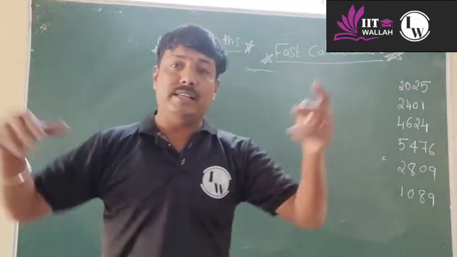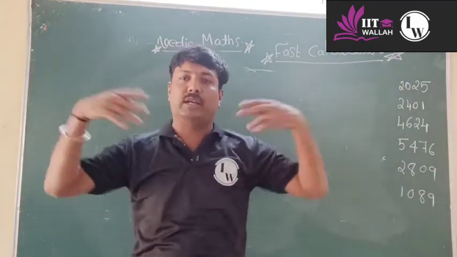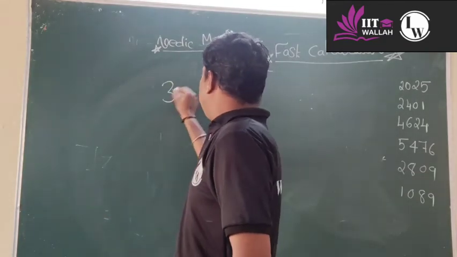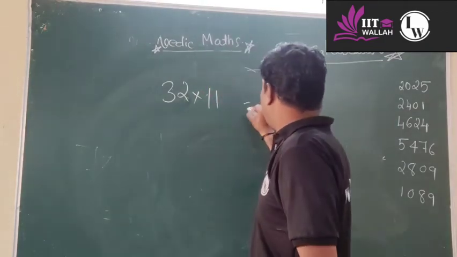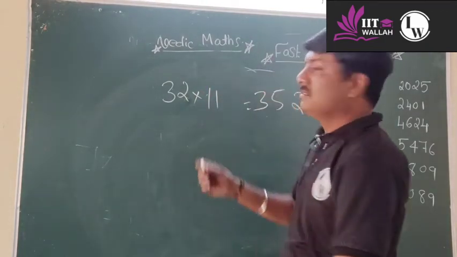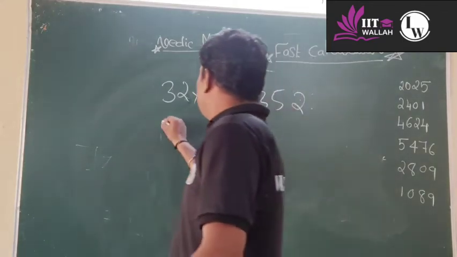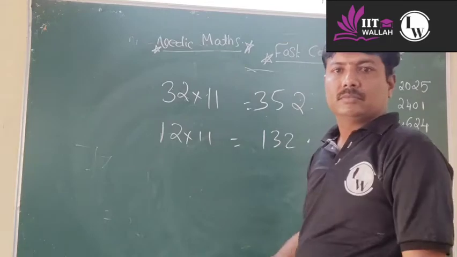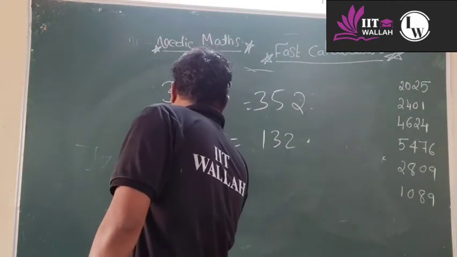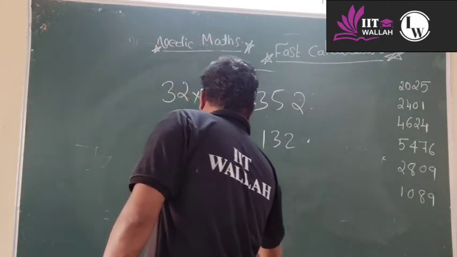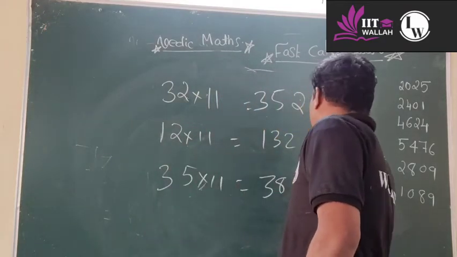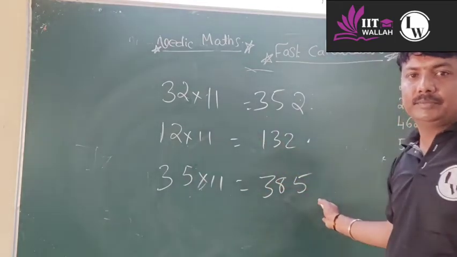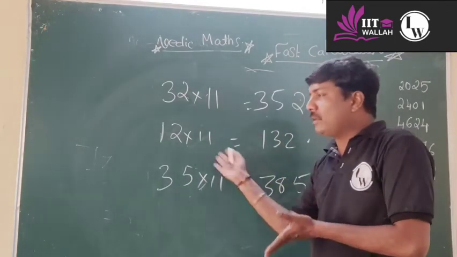Now, let's check 2-digit and 3-digit numbers, how fast we can calculate together. Okay? Mentally. So, for example, 32 into 11. How fast we can calculate? 2, 5, 3. See how fantastic it is. 12 into 11. See, 132. 35 into 11. See, 385. But you can write from the right side.